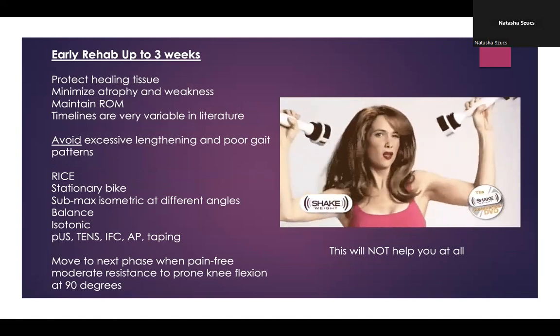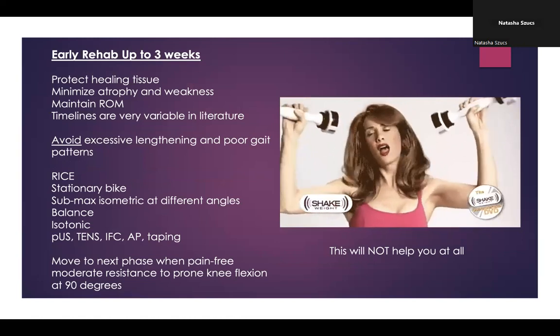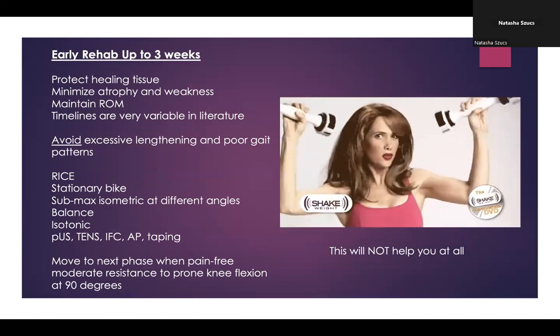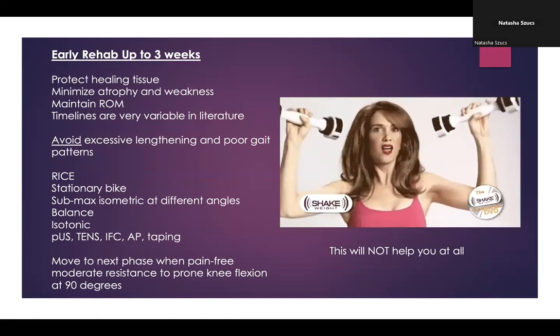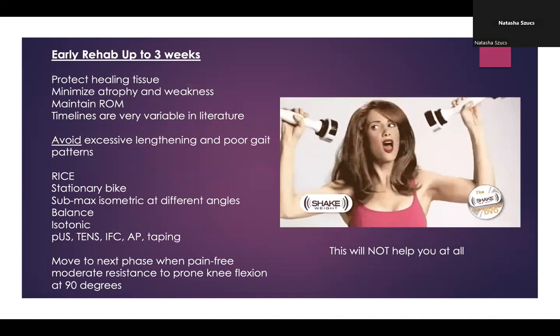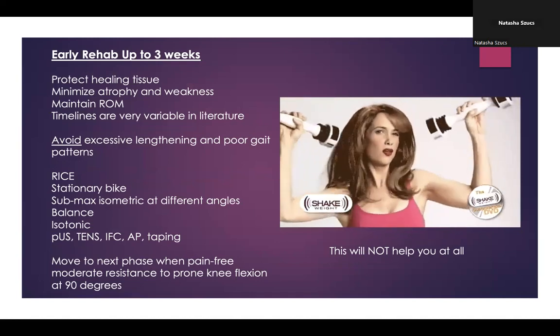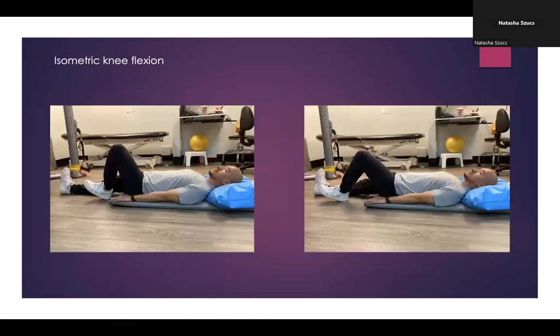So early rehab, again, up to 3 weeks. Same thing, protect the tissue, maintain range of motion, avoid any excess lengthening and poor gait patterns, all the usual stuff. And again, you don't move on until you have moderate resistance to prone knee flexion at 90 degrees.